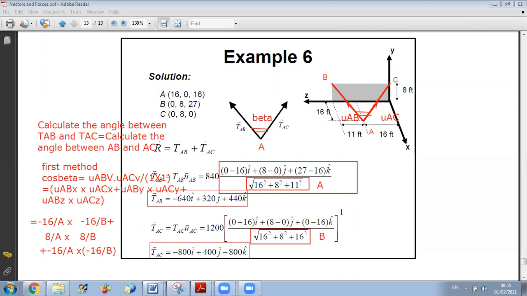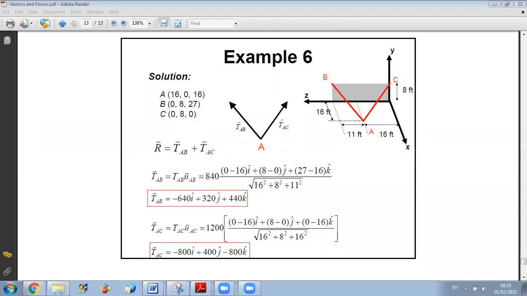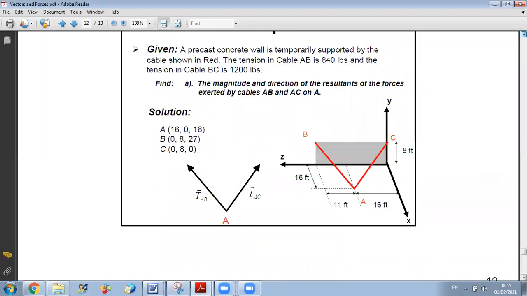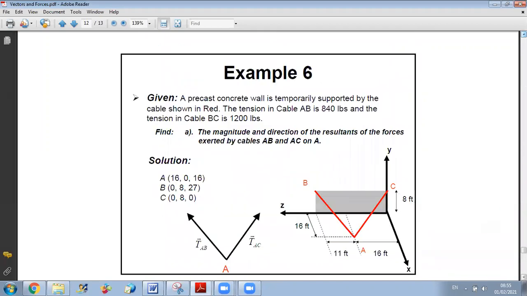Yes, doctor, I have a question. Can we go back to the slide where they wrote about example 6? Yes, of course. The first slide of example 6? Yes. Didn't they write here that TBC is 1200 lbs, not TAC? It's a typing mistake. It's AC. Okay, thank you. You're welcome. So please fix this. This is cable AC, not BC, because we don't have a cable BC. It's cable AC.